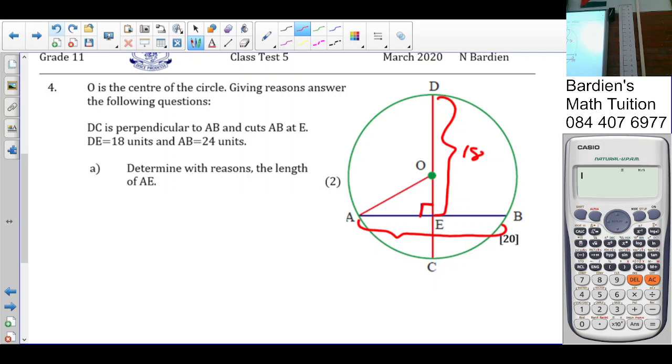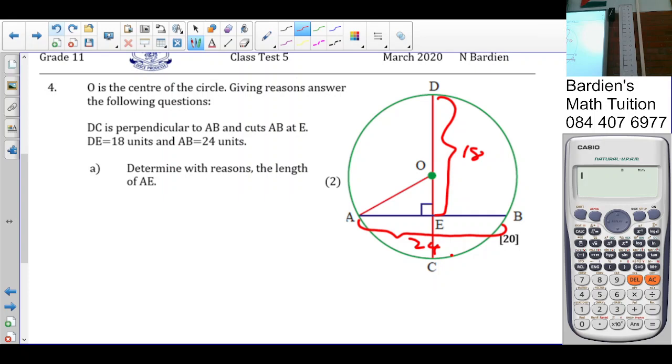But since that is 90, we know those lengths are equal. Not so? Why? Perpendicular from center to chord bisects the chord. So that's 24. First question.